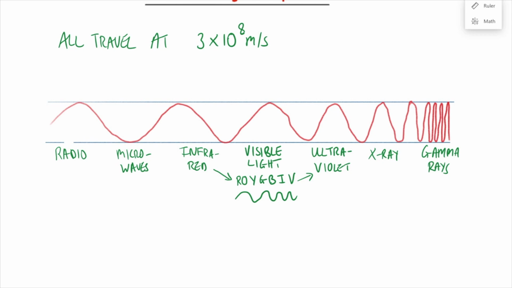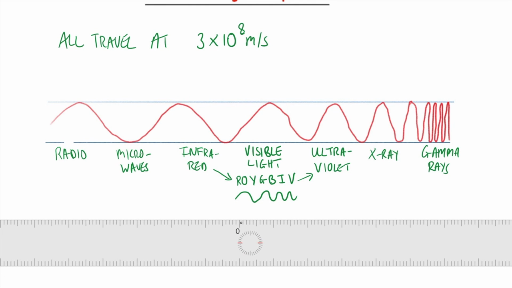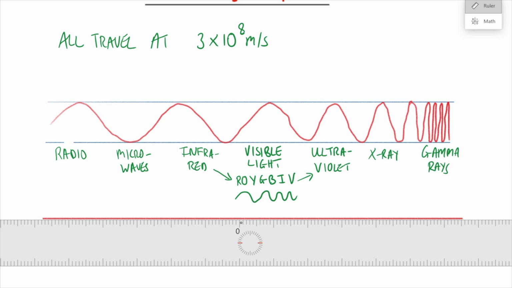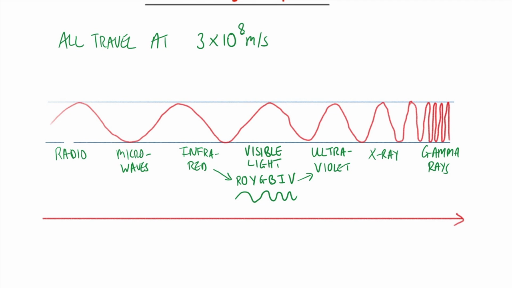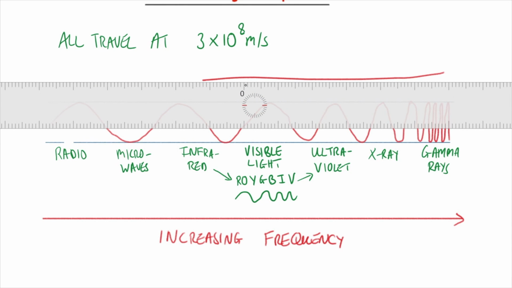Well, if you go from left to right, let's make it stand out a bit more, different colour. Left to right, that's increasing frequency. And if you go from right to left, it's increasing wavelength.